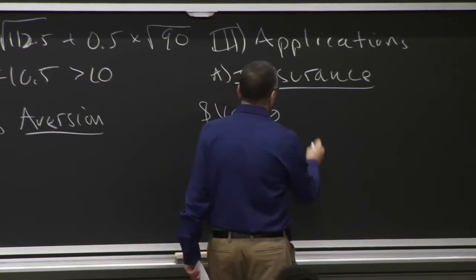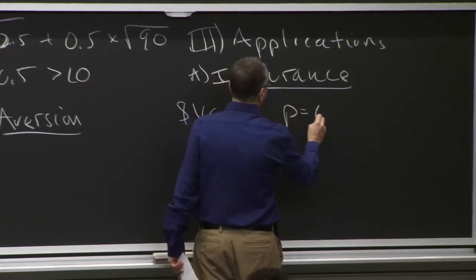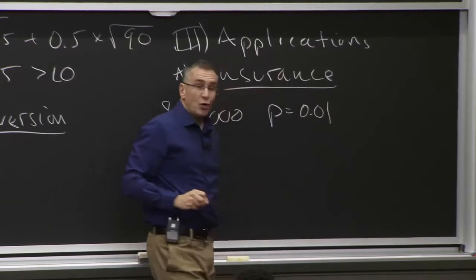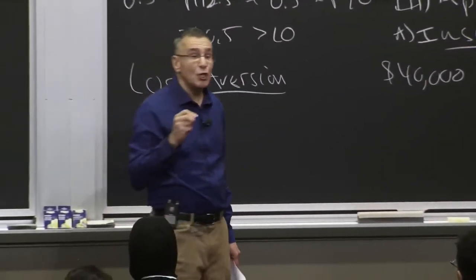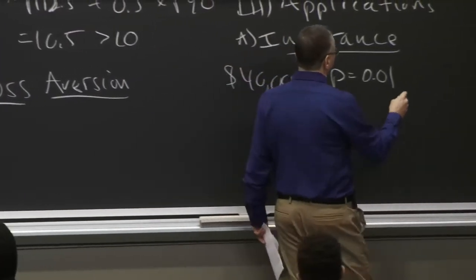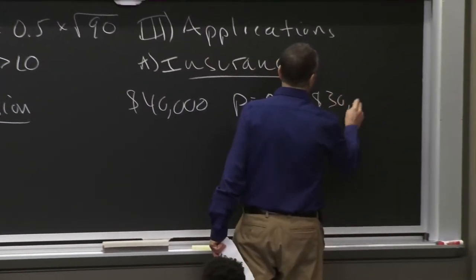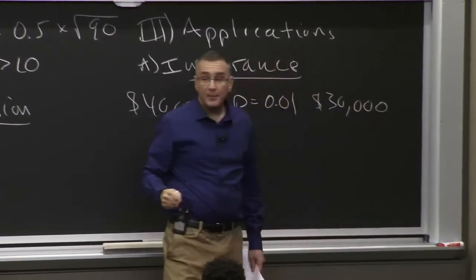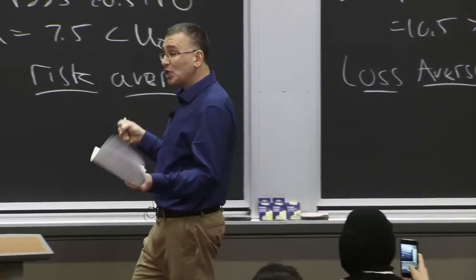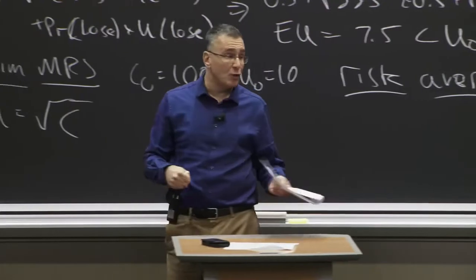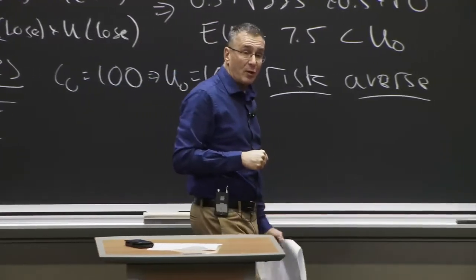Let's say there's a 1% chance, probably 0.01, you'll get hit by a car every year. And if you do, you're going to face $30,000 in medical bills. Okay? So you have a $40,000 income. There's a 1% chance you get hit by a car. And if you do, you'll face $30,000 in medical bills.